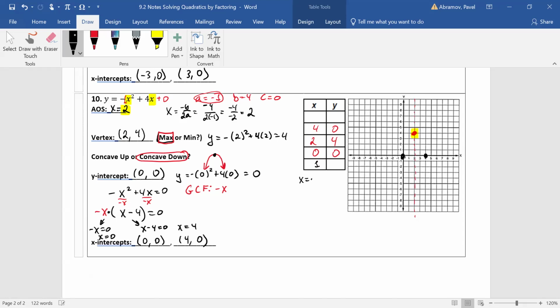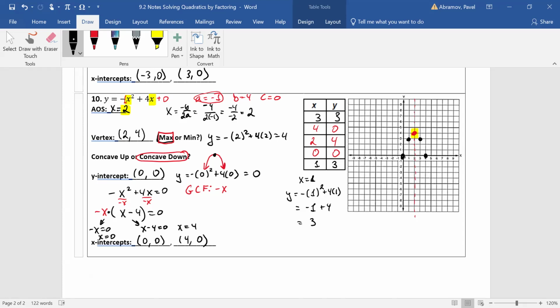And then when x equals 1, we'll get y equals negative of 1 squared plus 4 times 1. And that would be negative 1 plus 4, which is equal to 3. So when x is 1, y is 3. So 1 and 3. And then if we reflect it, we have this point, which means that when x is 3, y is also equal to 3.